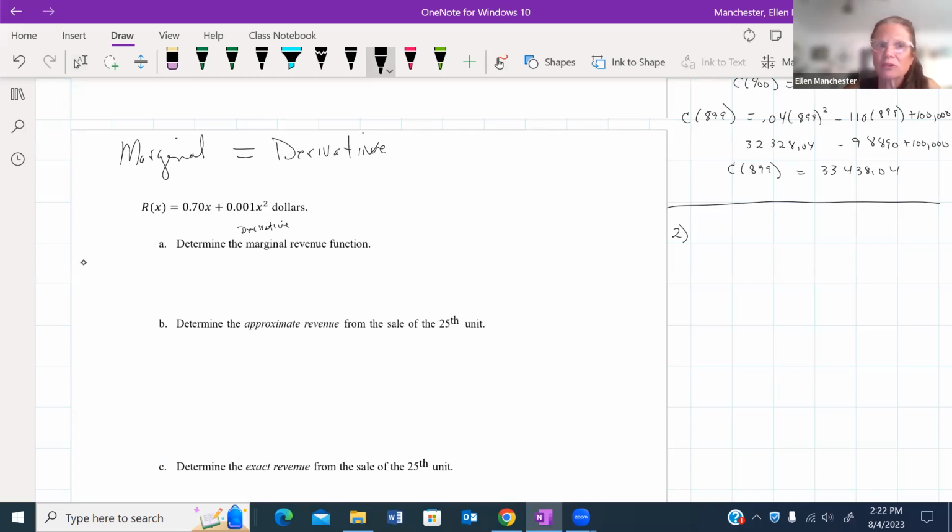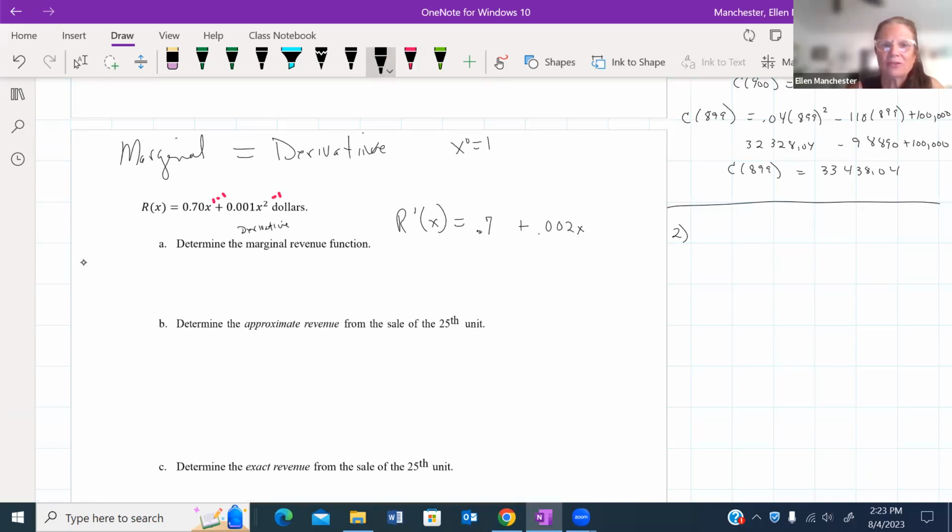So here we go. Again, we're just using our power rule. So for the derivative, there's a 1 here. I'm dropping the 1 to the front and multiplying, so 0.7. And then I'm going to subtract 1, which makes that x to the 0 power. Again, x to the 0 power equals 1, so 0.7 times 1 is just 0.7. And then same thing here, 2 times 0.001 is 0.002 x, and I'm subtracting 1.